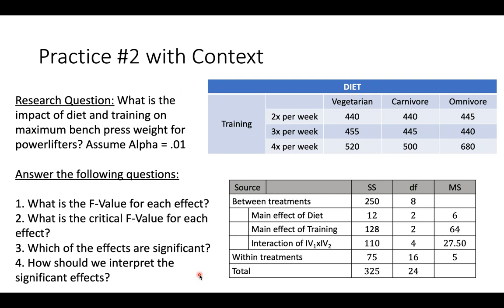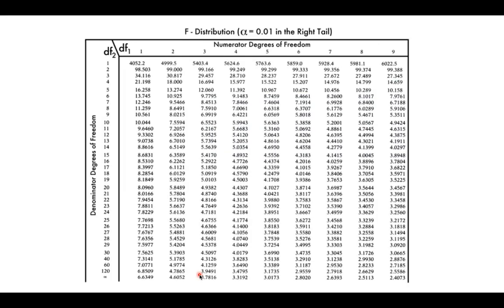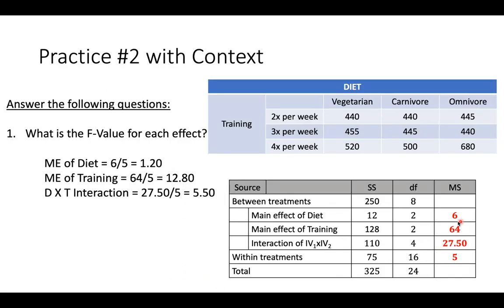Okay, hopefully you're back after having tried to answer these 4 questions. Let's just dive right into it. What is the F value for each effect? Well, we take our mean squares and we divide each effect mean squared by the within or the error mean squared. So for diet, 6 divided by 5 is 1.2.